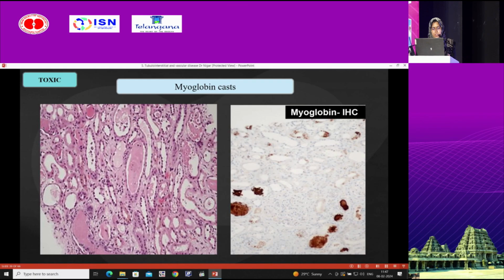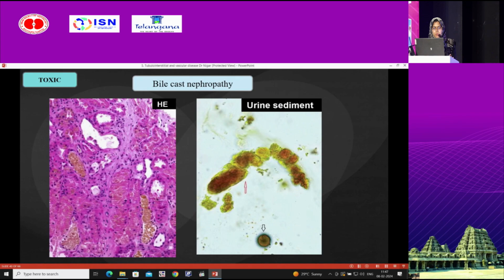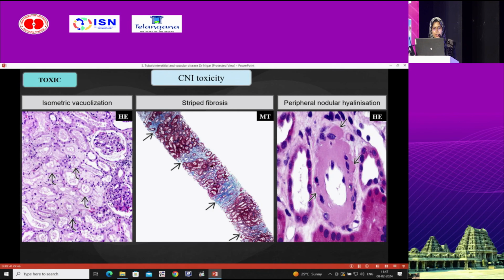Rhabdomyolysis of any cause, like strenuous exercise, prolonged statin usage, or snake bites, etc., can show this brownish discoloration of pigments, which can be confirmed using myoglobin IHC as myoglobin casts. In patients with liver failure, there can be this brownish golden cast in the tubules, which can also be seen in the urine sediment, and it can be confirmed using Hall stain.